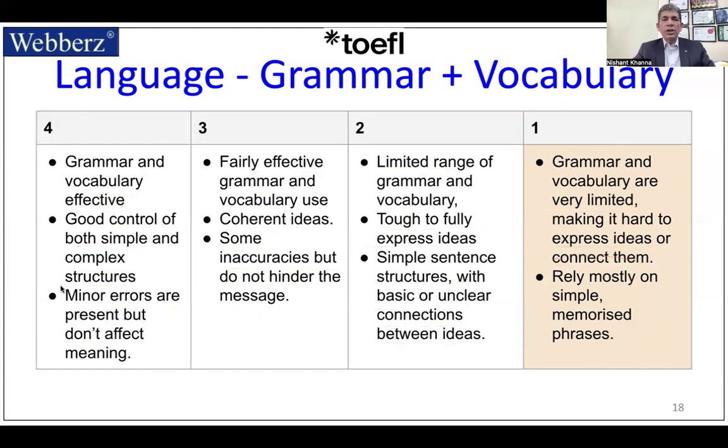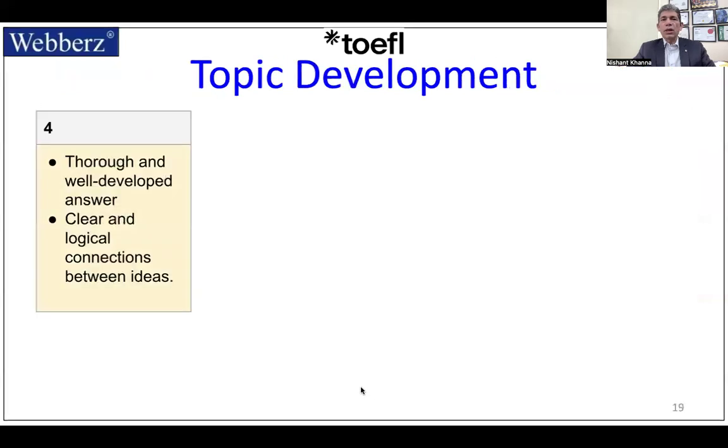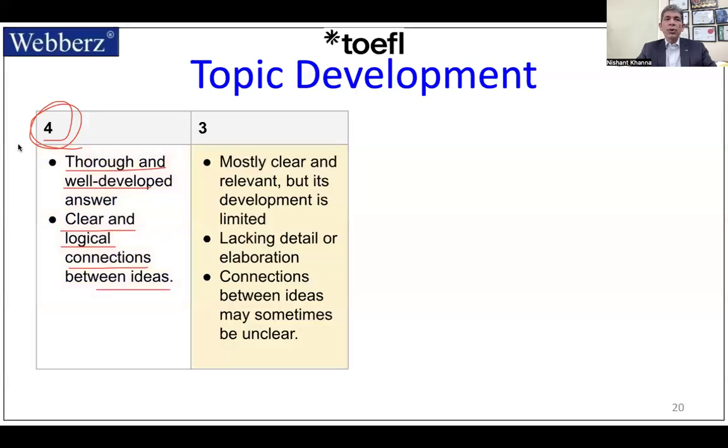If I talk about our next parameter, which is called topic development and is the last parameter, now to get a score of 4 on this, you have to thoroughly develop your answer. Logical connections, clear-cut connections should be there between ideas. For a level of 3, mostly the ideas should be clear and relevant, but development is limited. Elaboration is limited. Connection between ideas may be sometimes unclear. I'm not saying all the time, I'm saying sometimes it can be unclear.